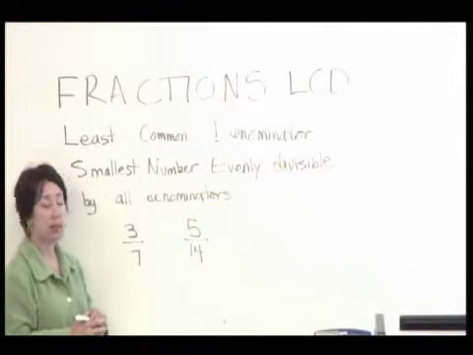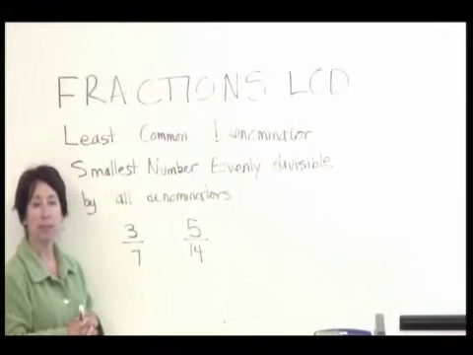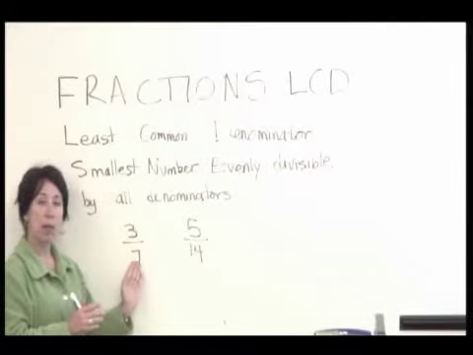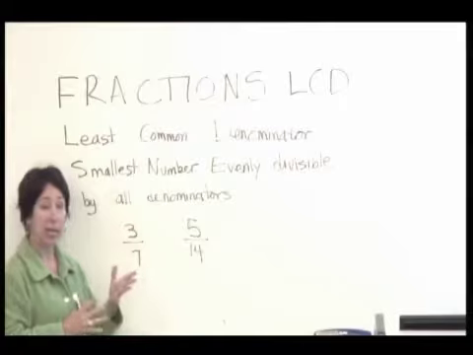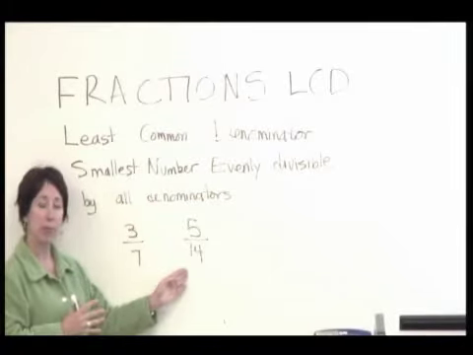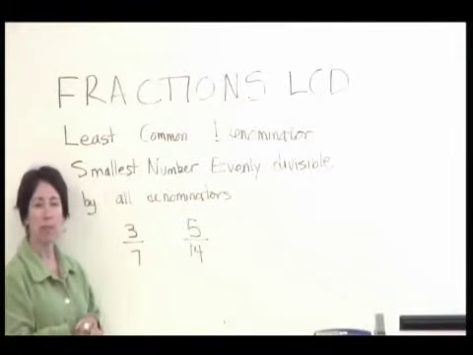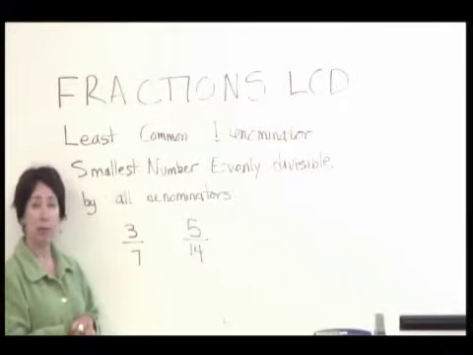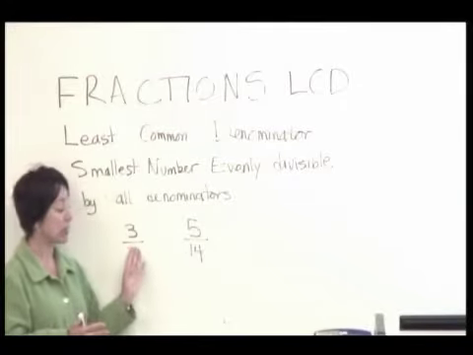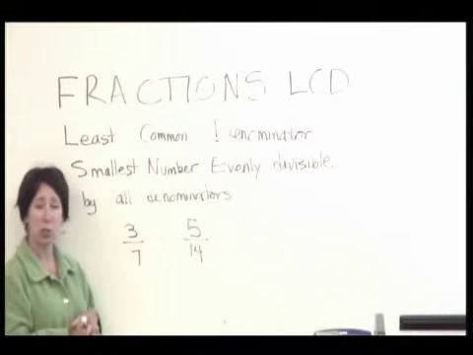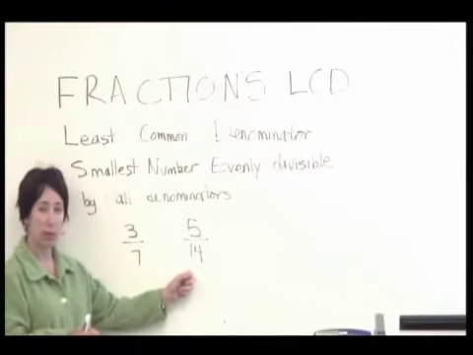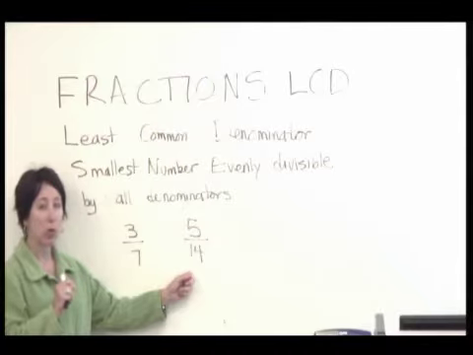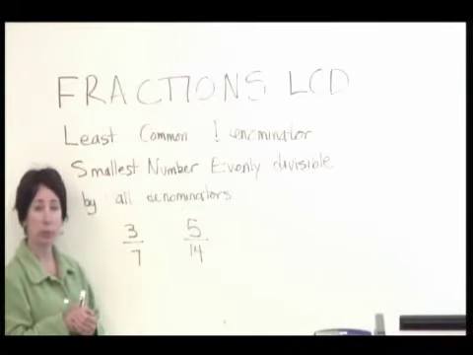of 3/7 and 5/14. We notice that these two denominators are not the same, so these are not like. So if I needed to add or subtract them, I can't in the form that they are now. They must have the same denominator. So the first step in making these fractions addable or subtractable is to figure out what is the smallest number that both of these go into evenly. We're not looking at a factor, we're looking at what's known as a multiple.